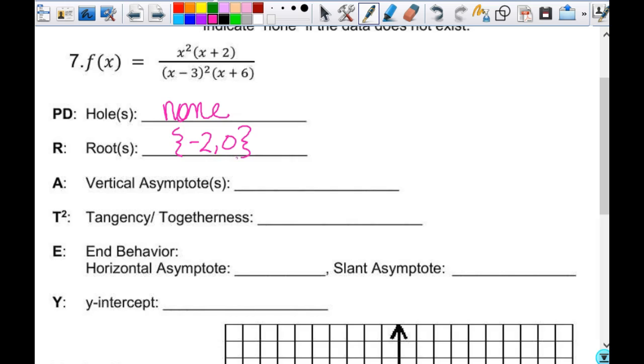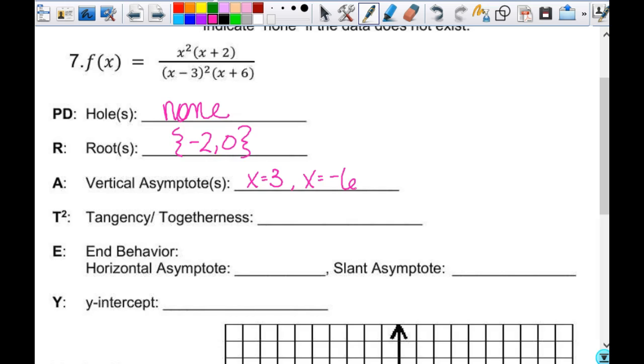Do I have any vertical asymptotes? Yes. How many do I have? 2. So x equals 3 and x equals -6. And those are 2 separate lines. So I do want to say something about this because I did not count this wrong on, I don't remember if it was the quiz or if it was a homework because I graded it all yesterday.